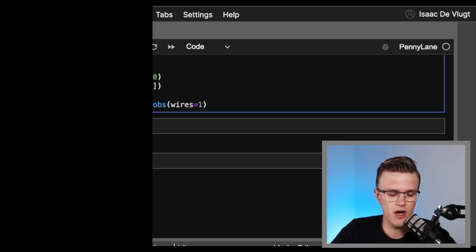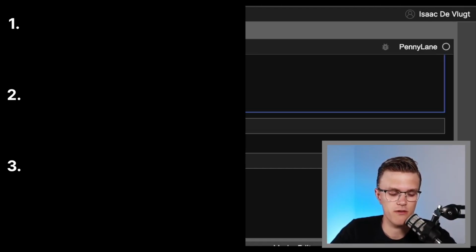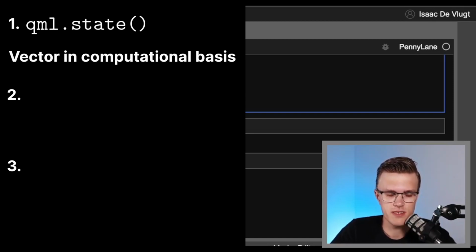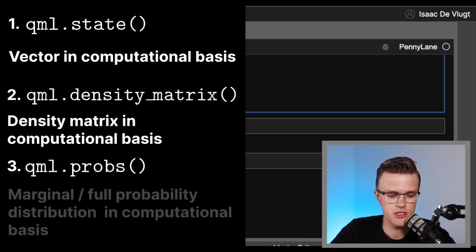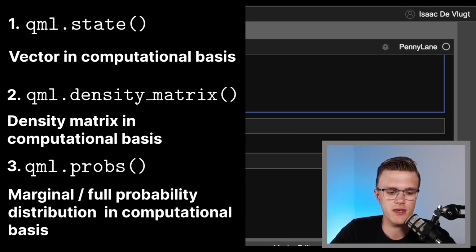So to summarize so far, we've looked at 3 different measurements. We've looked at QML.state, which gives us the full vector representation of our quantum state in the computational basis. We looked at QML.density matrix, which gives us the density matrix representation of our quantum state, and QML.probs, which, given a set of wires, gives us the probability of measuring each computational basis state.